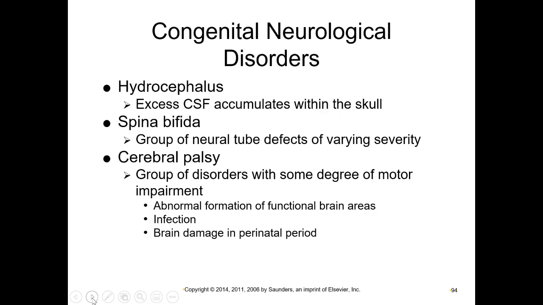Spina bifida is a group of neural tube defects of varying severity. Cerebral palsy is a group of disorders with some degree of motor impairment, some spasticity, if you will. It can be caused by a lot of different things. It may be some sort of abnormal formation in utero, infection we didn't know about in utero, brain damage during the prenatal period, or the perinatal period, sorry.